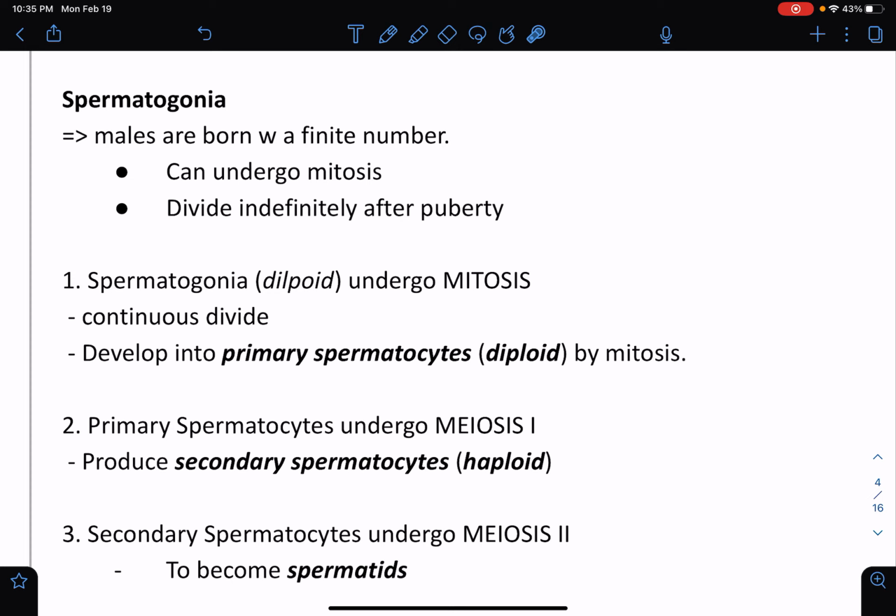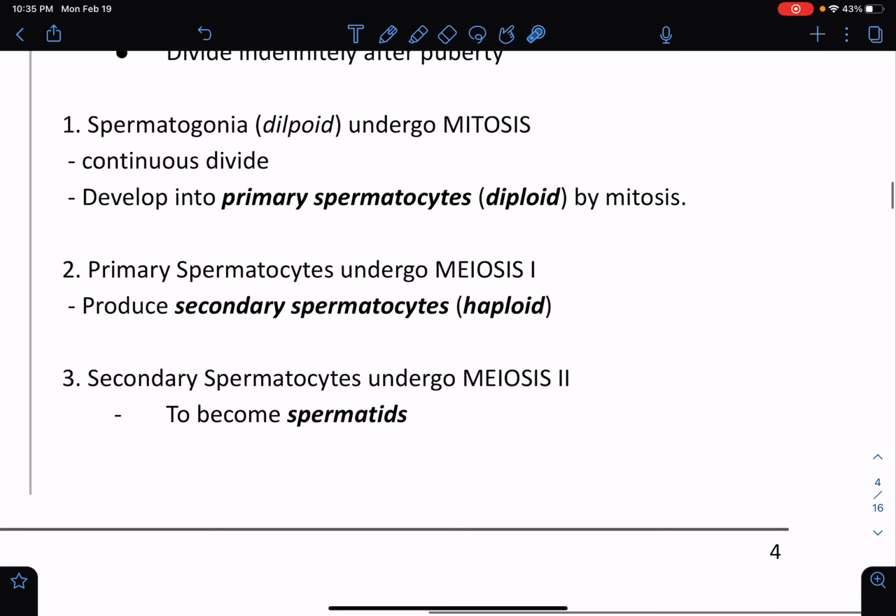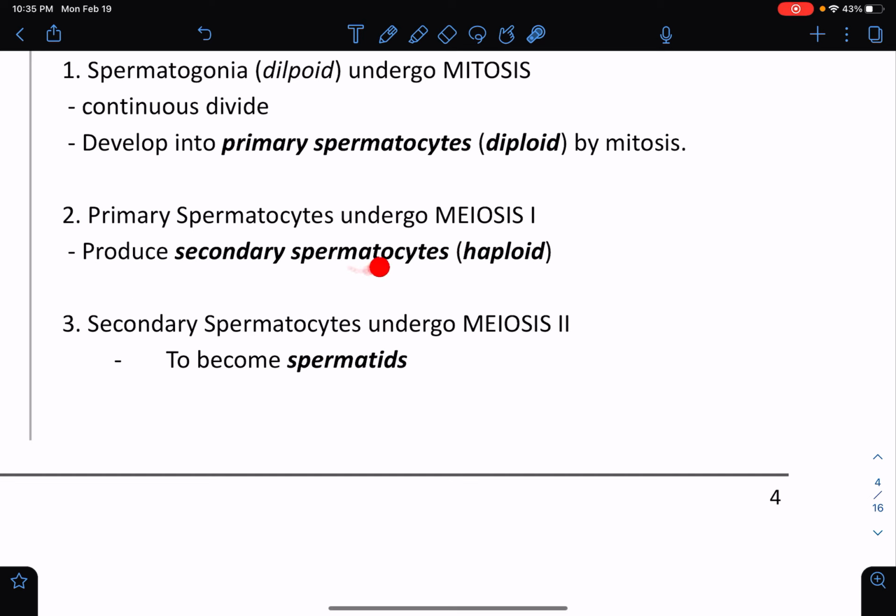So it's diploid and it undergoes mitosis. So it continuously divides and it develops into what? Primary spermatocytes, which is diploid. Coming from there, the primary spermatocytes undergo meiosis 1. Meiosis 1 produces what's called secondary spermatocytes, which is considered haploid. And for the third process, these secondary spermatocytes undergo meiosis 2.